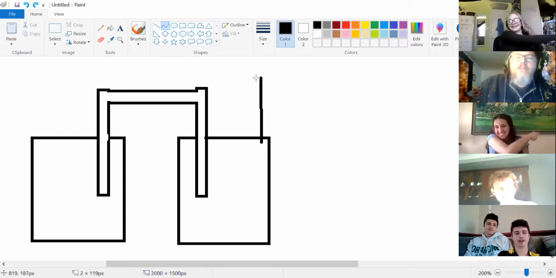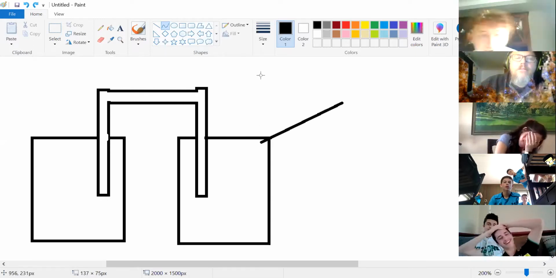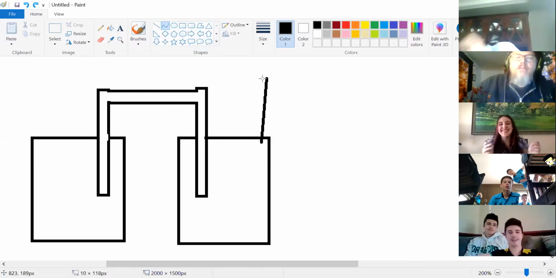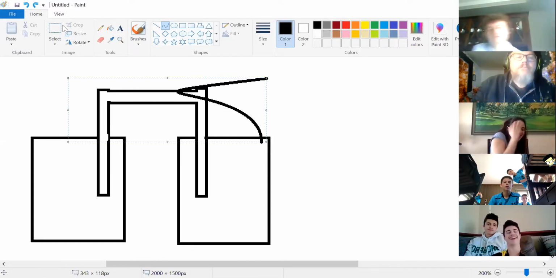Put one endpoint on the corner, and the other endpoint on the other side. Yes. Stop. Oh no, it's not bending. Go to the other corner. No, it's going to bend later. You have to make it go. Go back.